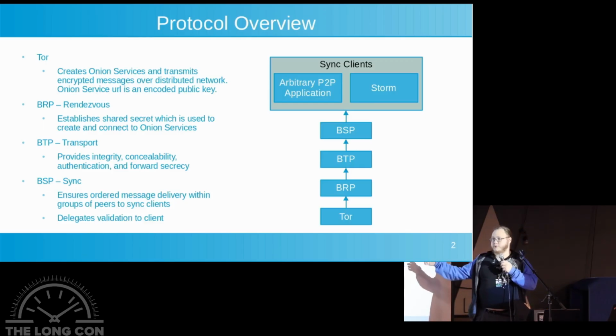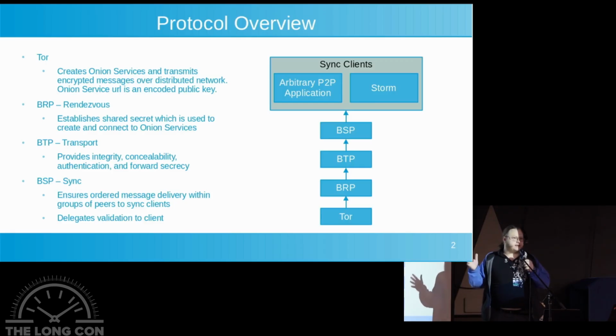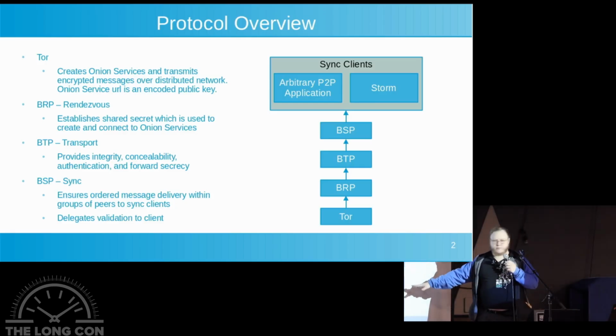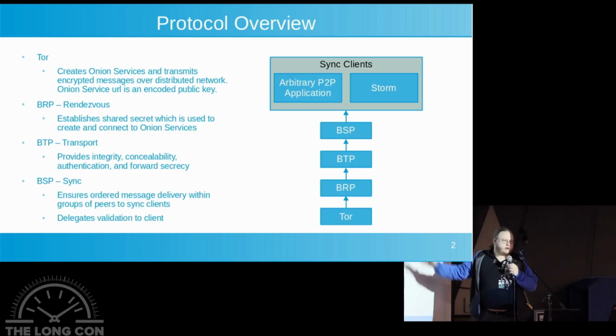The Bramble transport protocol provides integrity, concealability, authentication, and forward secrecy. It's a bit redundant because the TCP connections over Tor are already kind of concealed. The Bramble synchronization protocol uses the lower layer to synchronize graphs of messages between peers.